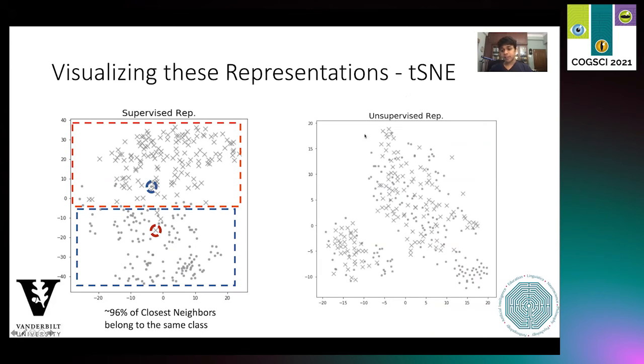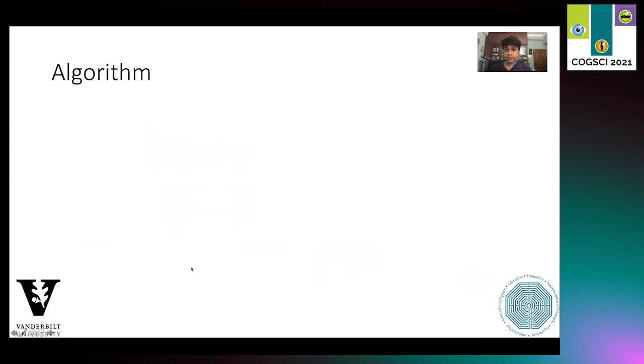The unsupervised representation, on the other hand, has little pockets of blast clusters and non-blast clusters, and 80% of the closest neighbors belong to the same class. So it's not as good, and there's a larger overlap.